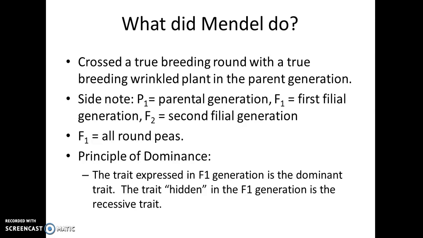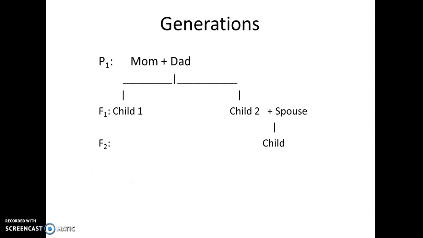Now we need a little side note, in which P1 equals the parental generation and F1 equals the first filial generation, which are the kids of the parent. We have the P1, which is mom and dad, and they have 2 kids, and this is the F1 generation here. Child 1, child 2, or thing 1, thing 2. Now, child 2 got married and had a child. That child would be part of the second filial generation, or the F2 generation. If this child got married and had a kid, that would be part of the F3 generation, right? So we have P1, F1, and F2.